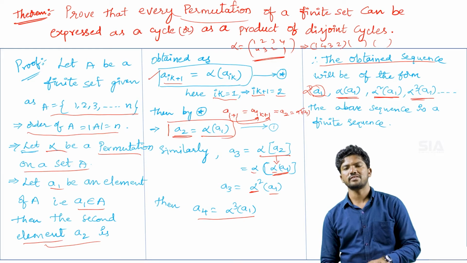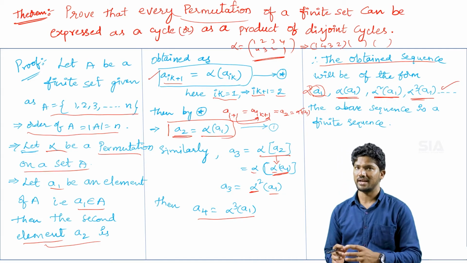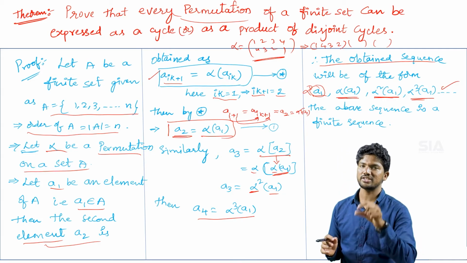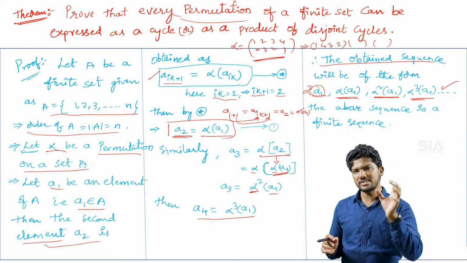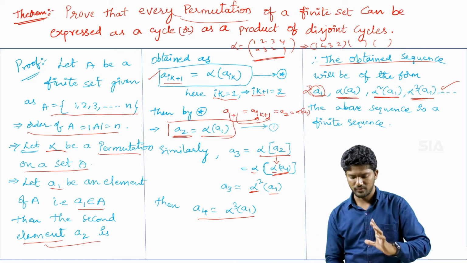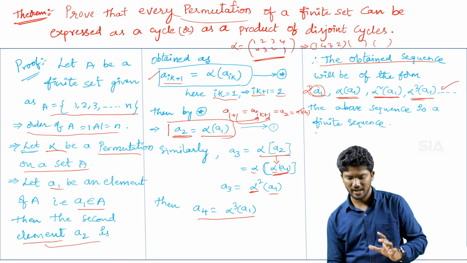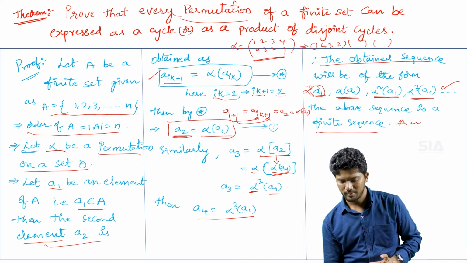Therefore, the above sequence is a finite sequence. This total sequence is a finite sequence. Why? Because here A1, A2 belongs to capital A. Capital A is a finite set. Then the elements formed by A1, A2 also it is a finite set. So therefore, the above sequence is a finite set. Why? Because capital A is finite. Okay, capital A is finite.